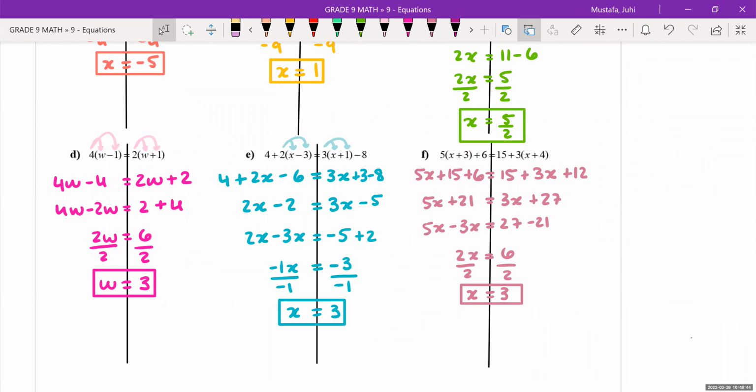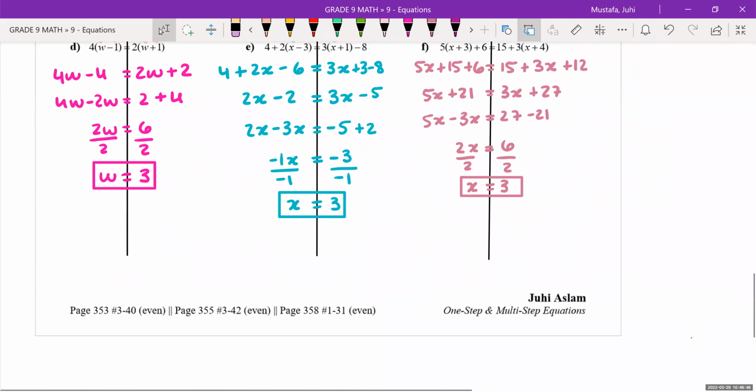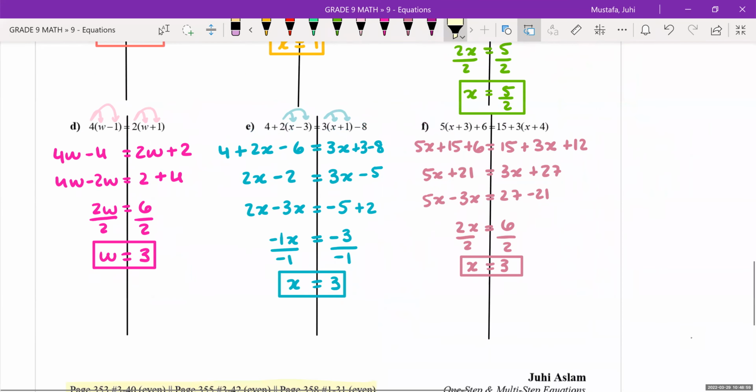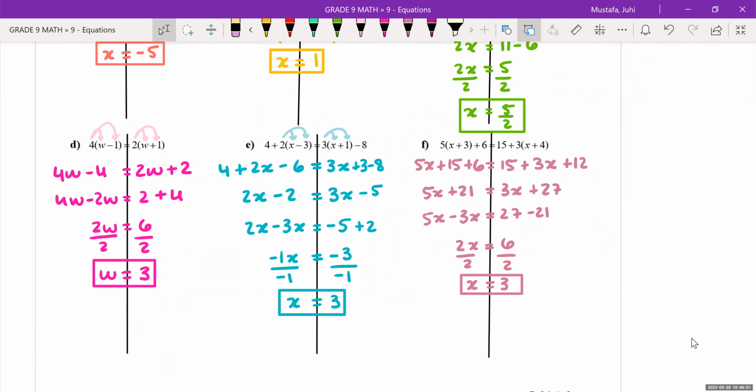I get x is equal to 3, so take your time, see if you get that as well. If you are done, there are a bunch of textbook questions that you're going to be doing, either for homework, or if you're done your quiz early, you can get started on that set. Okay, so I'm going to stop the recording there.